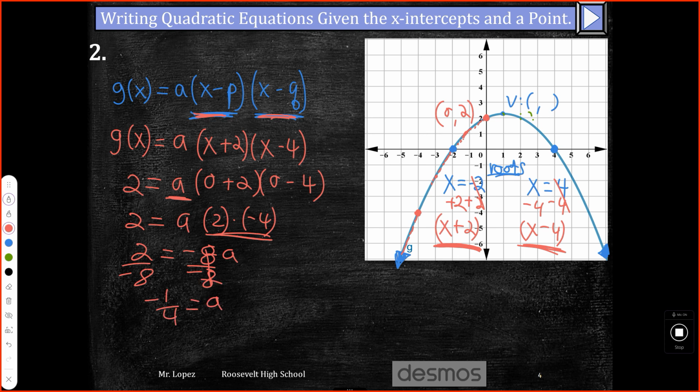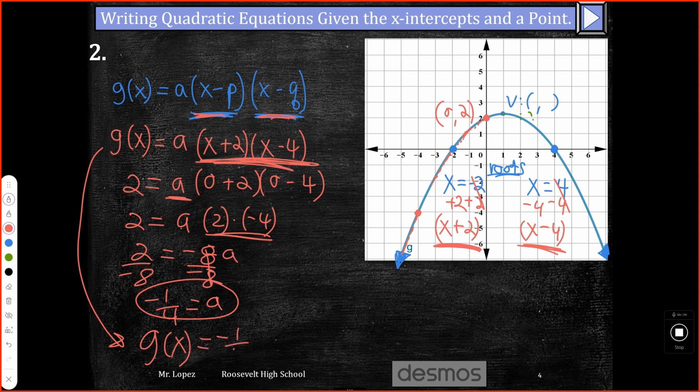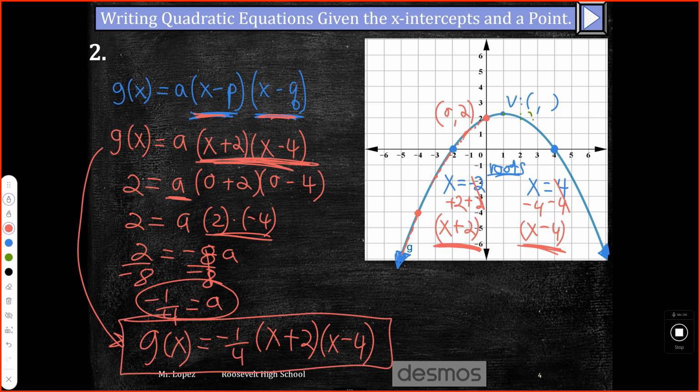And again, we just use this a value and this, and we're done. So let's bring this down. G of x equals a, which is negative 1/4, and put your x plus 2 and x minus 4 factors, and that would be the equation of this parabola.